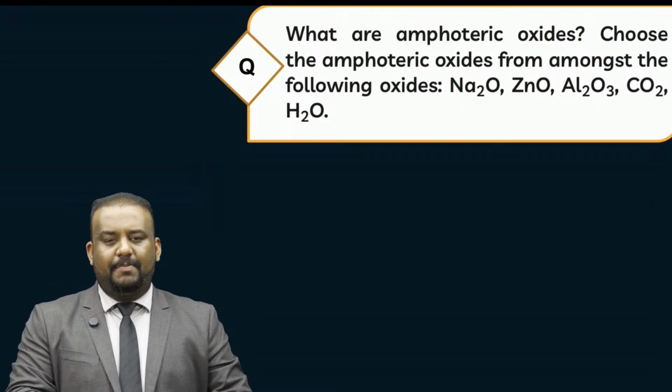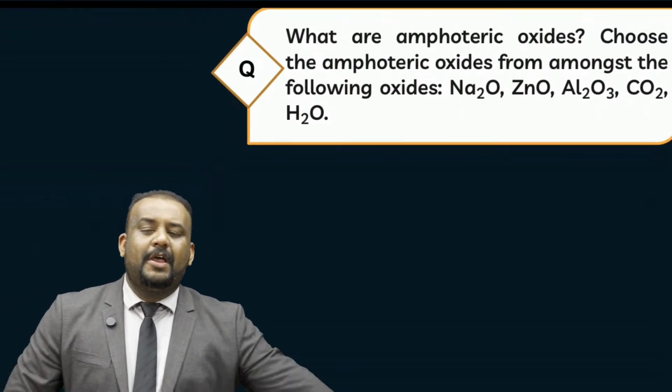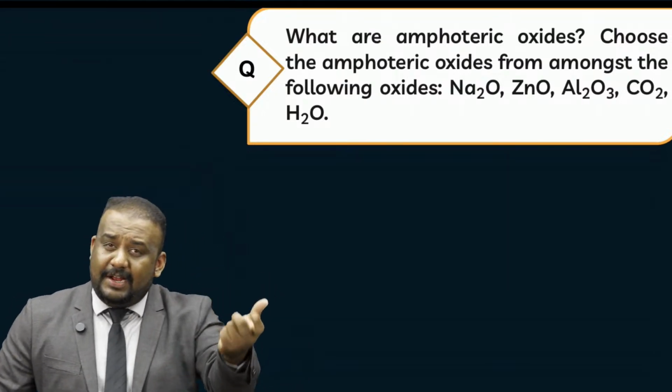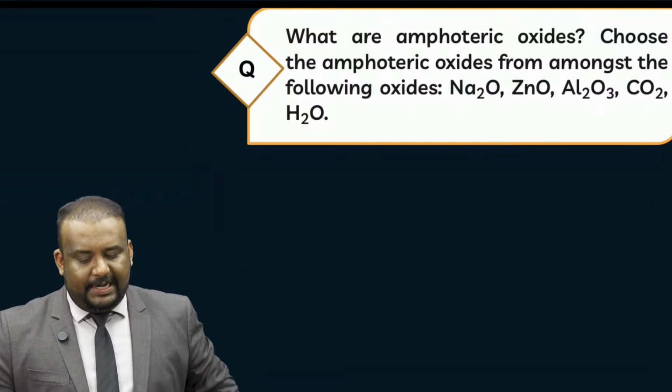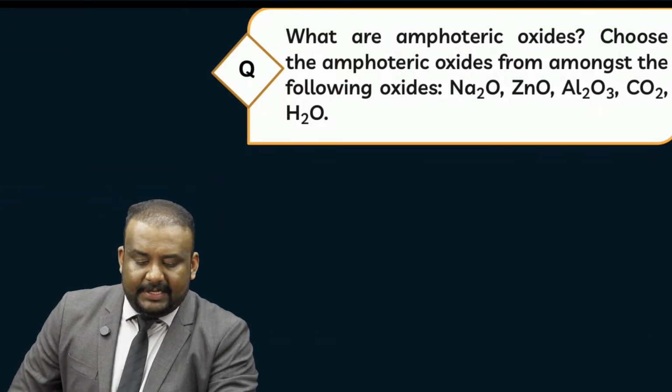Okay, here comes another important question. What are amphoteric oxides? Choose the amphoteric oxides among the following. I already told you what are amphoteric oxides: oxides that can react with both acids as well as bases. That's called amphoteric oxides. And we have to pick the amphoteric oxides from these examples.